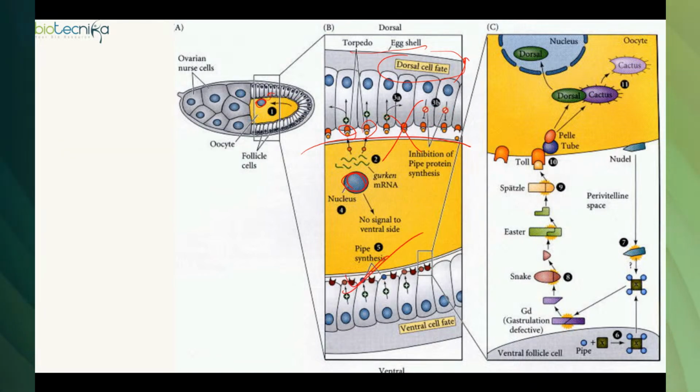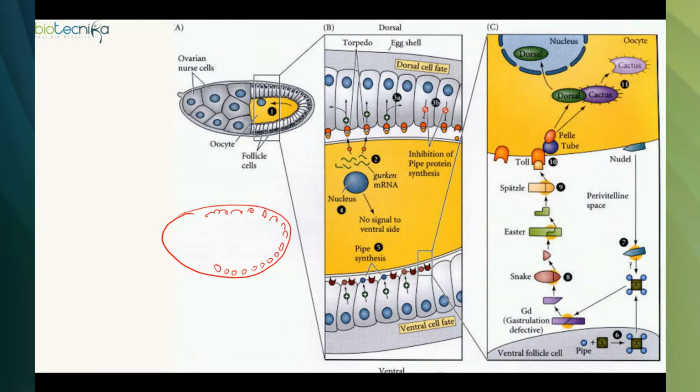Now, why is pipe protein so important? Now remember, when the egg forms the embryo in Drosophila, there is no cell division in the initial stages. Only nuclear division takes place. So you can see these are the nuclear divisions.